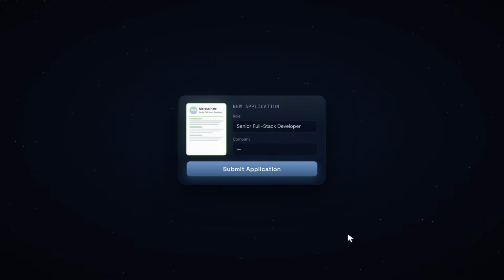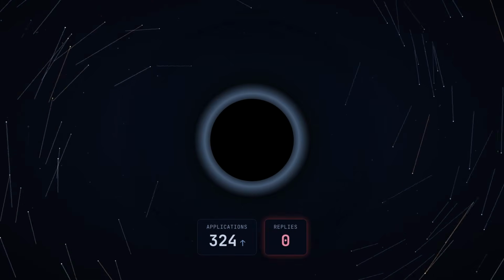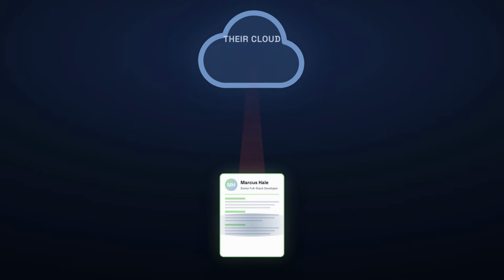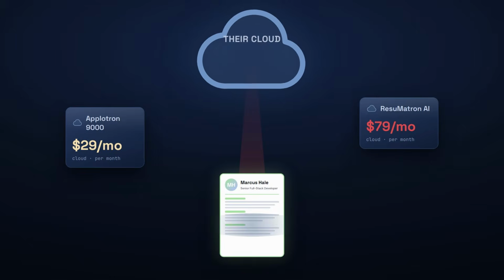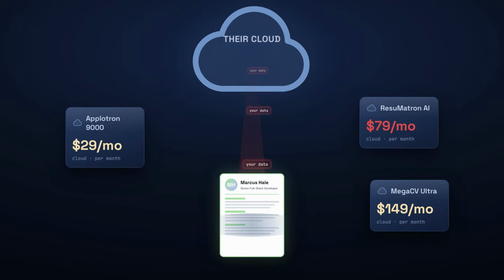Here's the part of the job hunt nobody warns you about. You tweak your resume, you send it off, and it just vanishes into a black hole. No reply, nothing. Now, plenty of AI tools promise to fix that, but most of them cost $20 to $80 a month. They run in the cloud, and they quietly harvest your resume and your personal data.